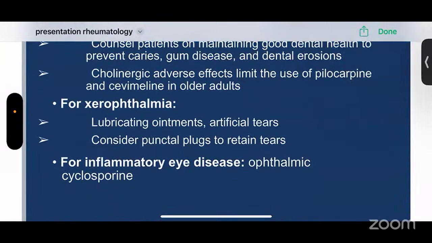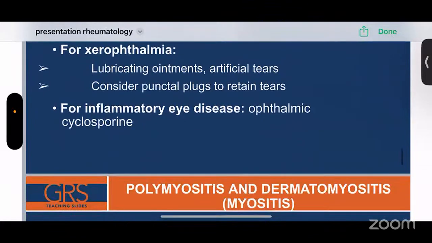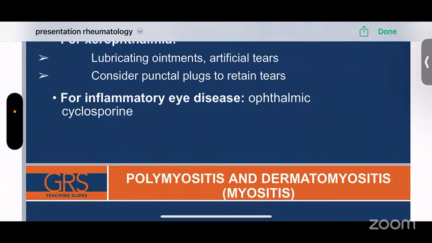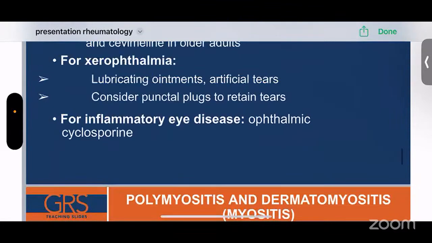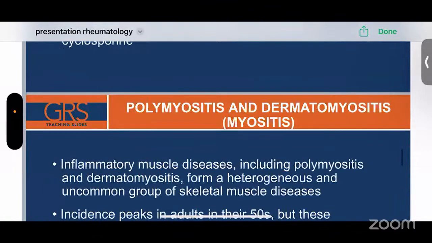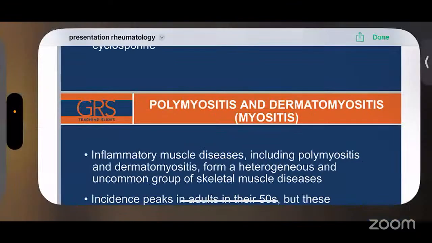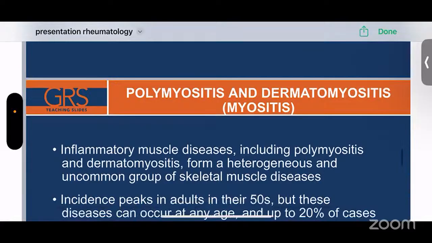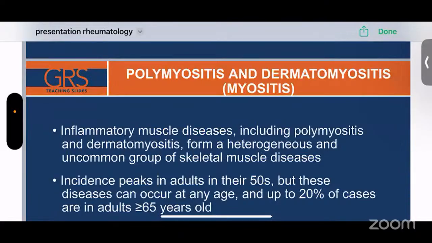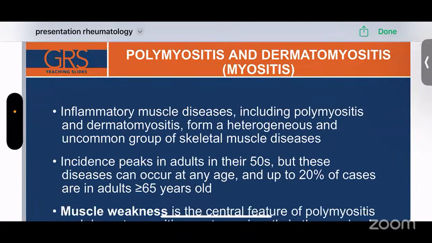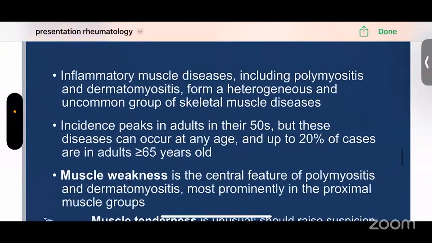So now we will move to another topic, polymyositis and dermatomyositis. Inflammatory myositis, or inflammatory muscle disease, including polymyositis and dermatomyositis, forms a heterogeneous and uncommon group of skeletal muscle diseases. Incidence peaks in adults in their 50s, but this disease can occur at any age, and up to 20% of cases are in adults more than 65 years old.